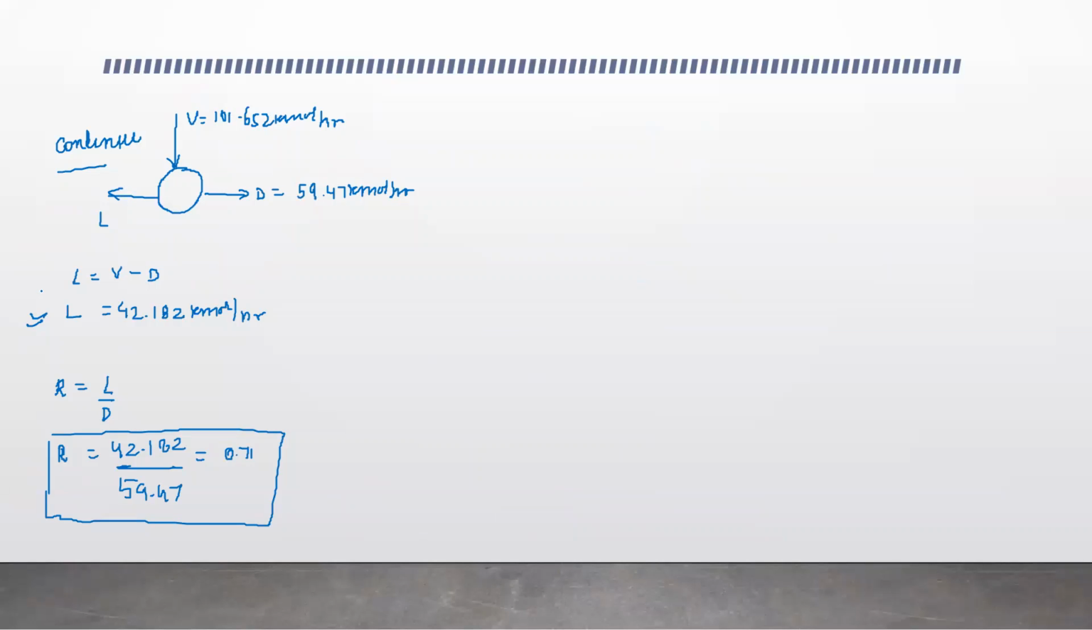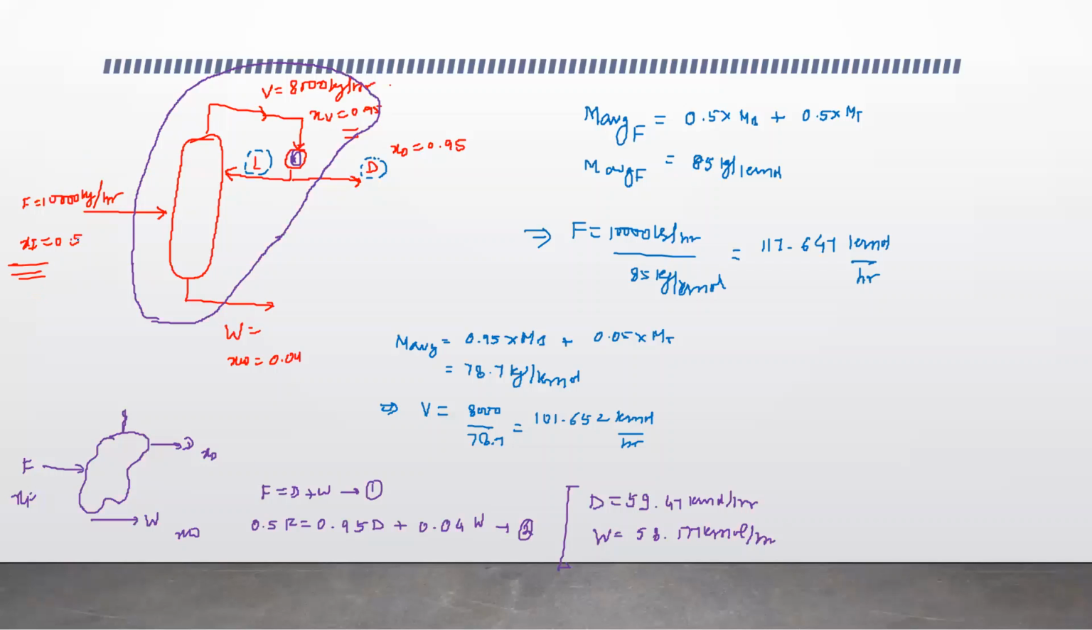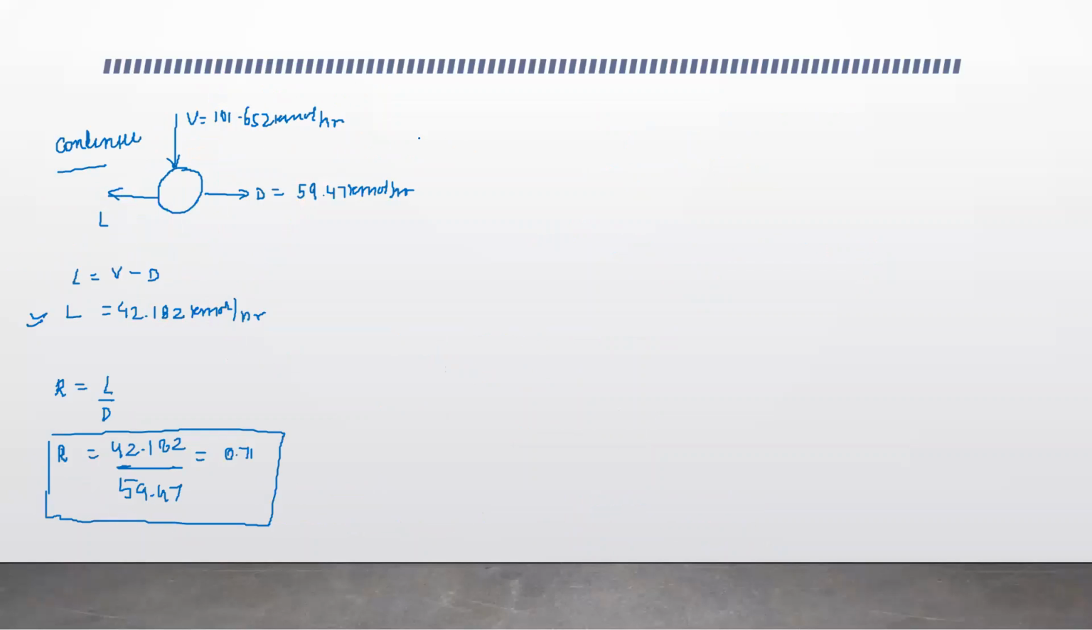One more equation we can form over here. We have not considered the column, right? So if we consider only the column, then let me draw it differently. If we take the column only, then there is feed coming inside the column, there is W going out of the column, there is V that has gone from the top, and there is L that has returned. So the equation that can be formed for the column is F plus L is equal to V plus W.